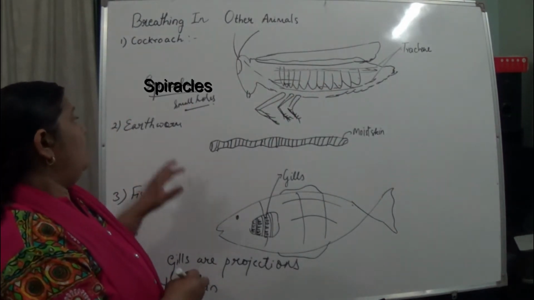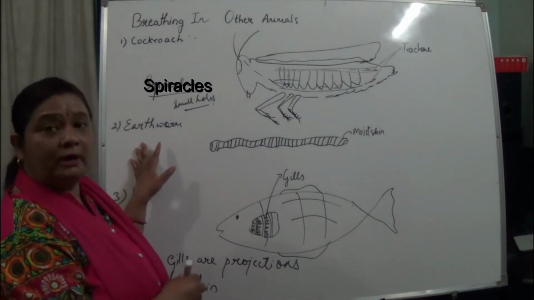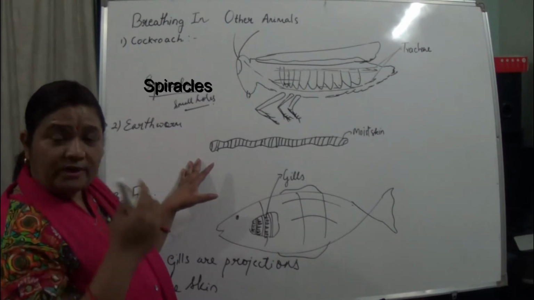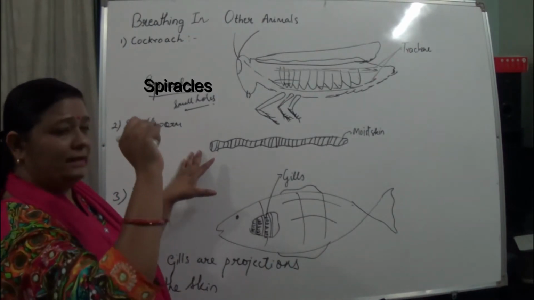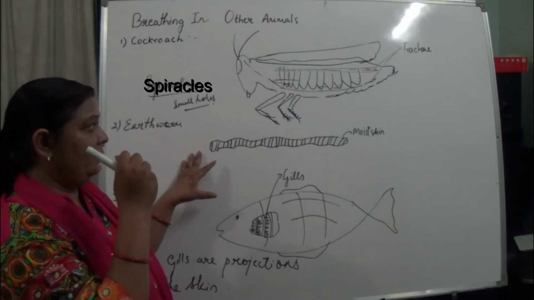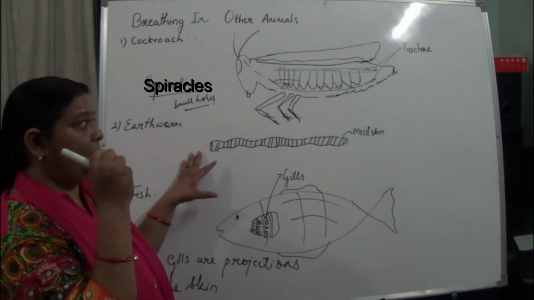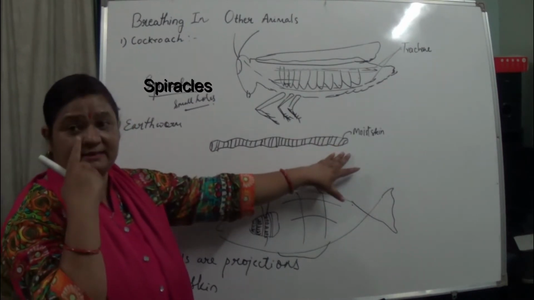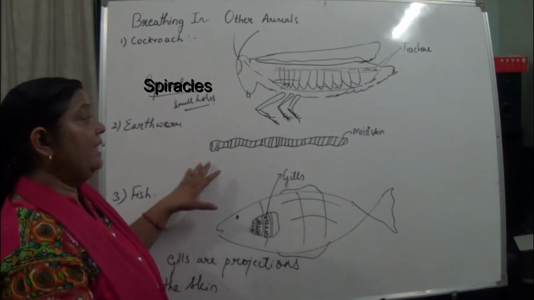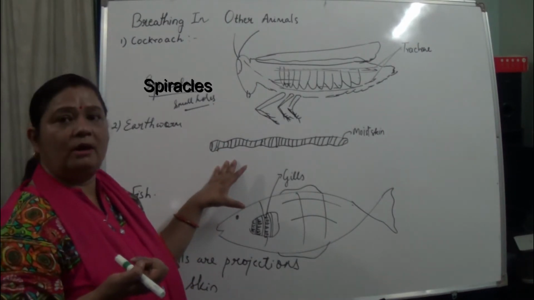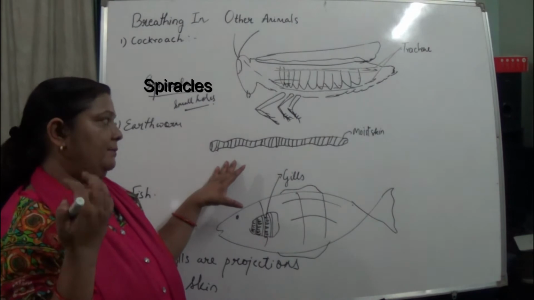Okay, earthworm, if we are seeing of earthworm, इसमें क्या होता है? They have got what? Moist skin. Skin is slimy in nature. It means क्या? Slippery होता है, and moisture present in a skin, and that is why we are saying it is having what? Moist skin. In this moist skin, it takes in easily the oxygen and gives out carbon dioxide.